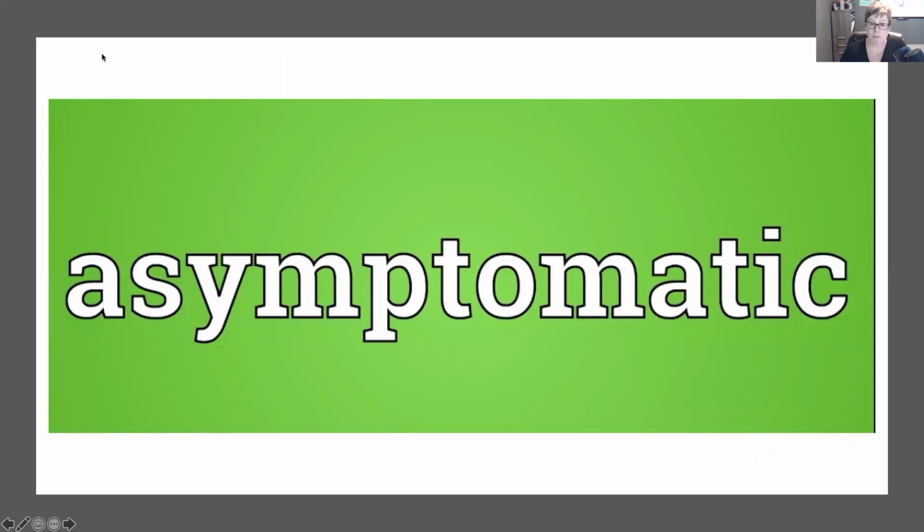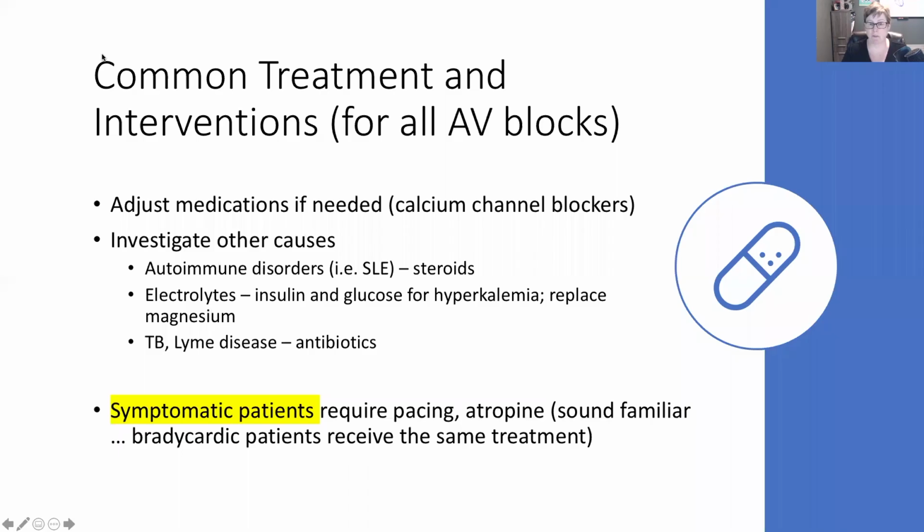Now, those who have a first-degree heart block are mostly asymptomatic. It's just a slight delay. They don't realize it's happening until they come in for some other investigation, and it is often a coincidental finding. Treatment is just to educate them and to adjust medications if they need to be adjusted. So if they are on a calcium channel blocker or a beta blocker or digoxin, we'll be doing some lab values to see if they're at a therapeutic level and adjusting doses accordingly.